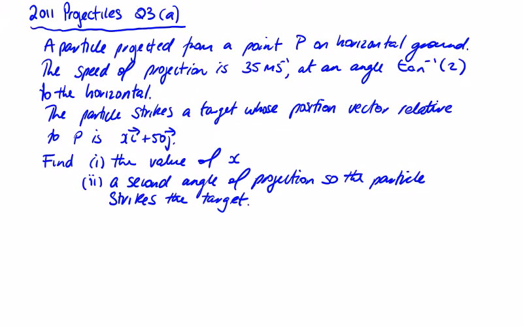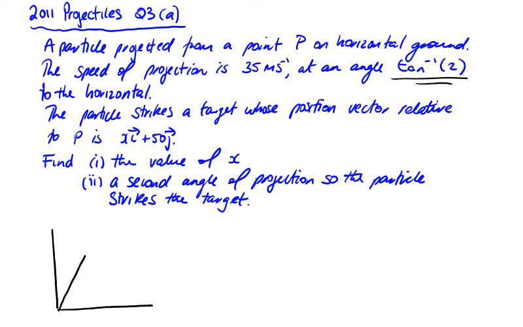2011 projectiles, question 3a. A particle is projected from a point P on horizontal ground. The speed of projection is 35 meters per second at an angle inverse tan 2 to the horizontal, which will enable me to get my cos and sine. The particle strikes a target whose position vector relative to P is xi plus 50j. Find the value of x and then find the second angle of projection so the particle strikes the target. Okay, let's have a look at this question.